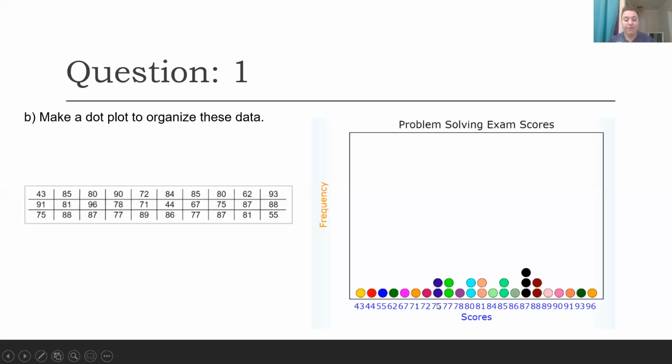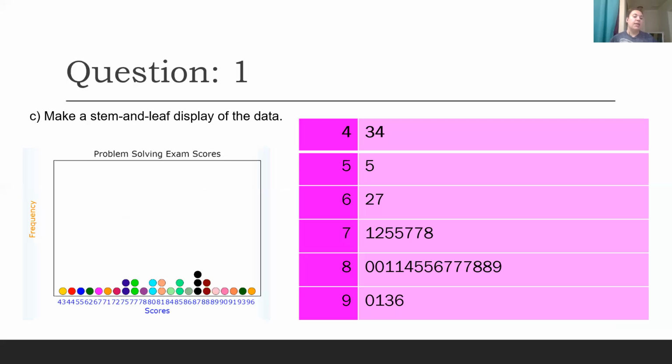Now, when you get to 75, we actually had two students who made a 75. And then when you go up to 77, two people made a 77, two people made an 80, two people made an 81. But to find out what grade was made the most, we'll go over and we'll see that 87 actually had three students. It was the only exam score to be made by three students, so that would be the most frequently made grade.